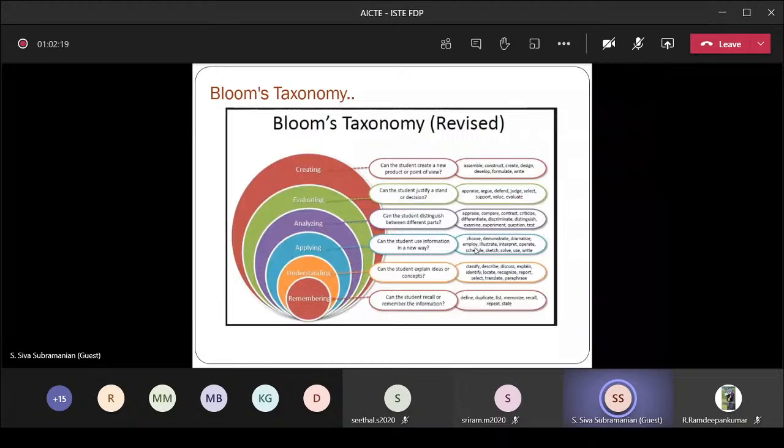The fourth level is analyzing. Can the students distinguish between different parts? Here you put questions with words like compare, contrast, differentiate. If you put such questions in the assessment patterns, they will be able to use their minds to differentiate.